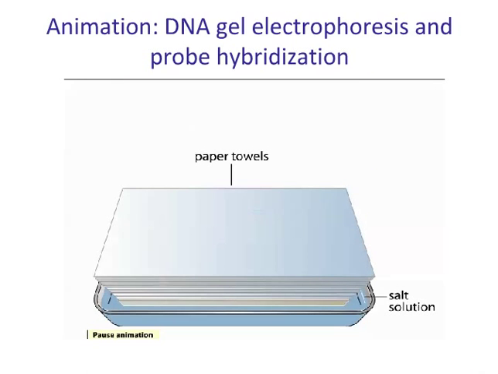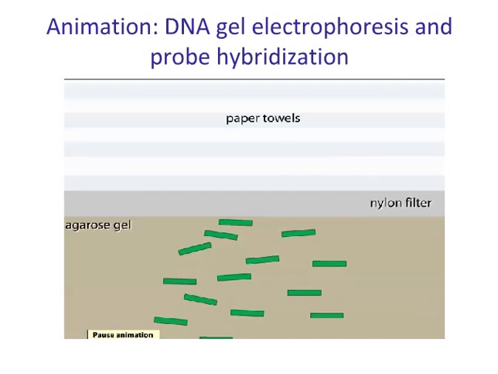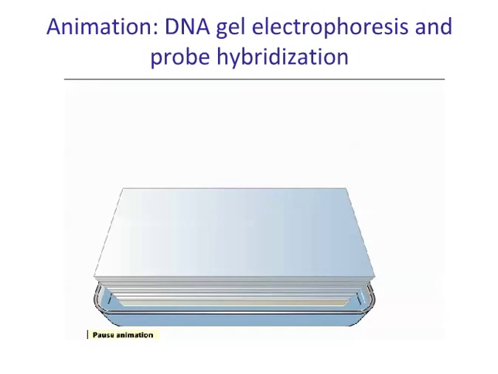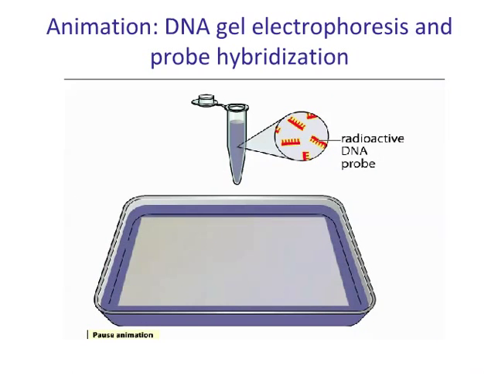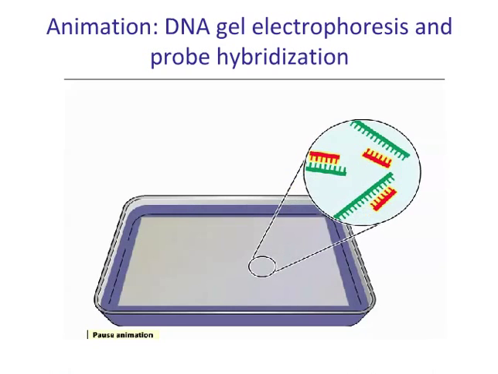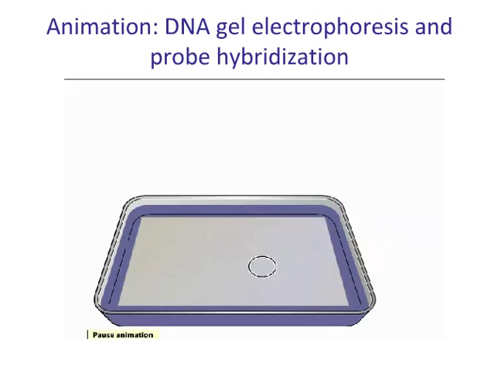Absorbent towels are placed on top of the filter. The salt solution draws the DNA through the gel toward the nylon filter, where the DNA adheres. The filter is treated so that the DNA adheres to it permanently, and then the filter is placed in a solution with a radioactive probe. The probe consists of single-stranded DNA that is complementary and will hybridize to the band of interest.